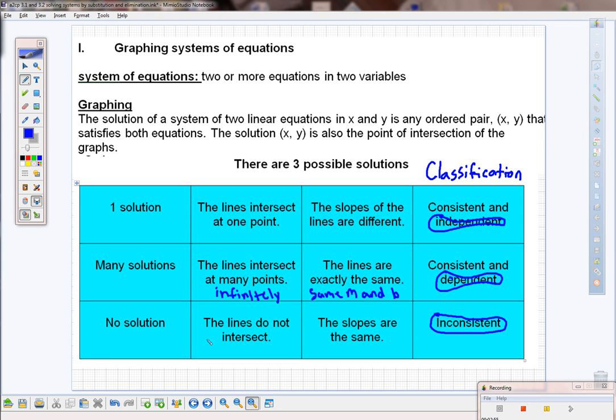When there's no solution, we know the lines do not intersect, ever. That means they go on and on forever and ever. They never intersect. That means they're parallel. We know the slopes are the same, and the y-intercepts are different. It is crucial that we prove the y-intercepts are different, because if they are not different, then they're the same, and that would mean many solutions. So we must prove the y-intercepts are different. This will help you for a later slide.